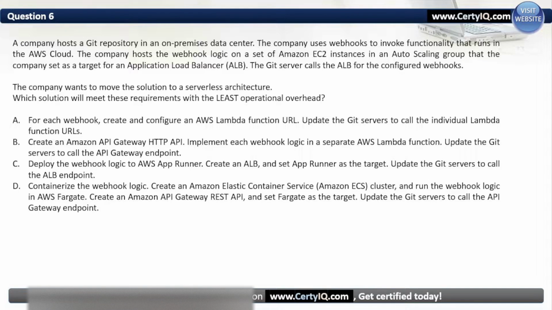The correct option is B. Create an Amazon API Gateway HTTP API. Implement each webhook logic in a separate AWS Lambda function. Update the Git servers to call the API Gateway endpoint.